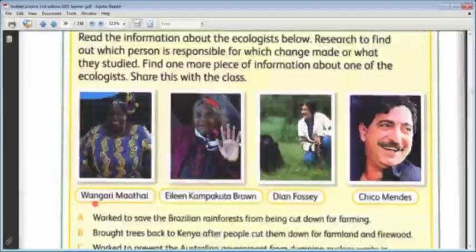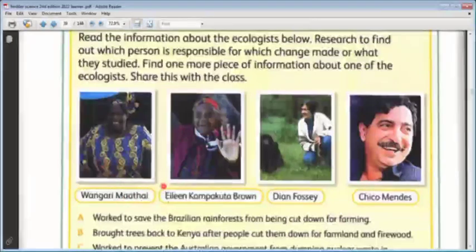This woman called Wangari Maathai brought trees back to Kenya. Her country is Kenya. After people cut the trees from the forests to convert them to farmland, her action as an ecologist was to bring the trees back to Kenya and return the forest environment. Okay, Sabah? Okay. This is the first ecologist, Wangari Maathai from Kenya.